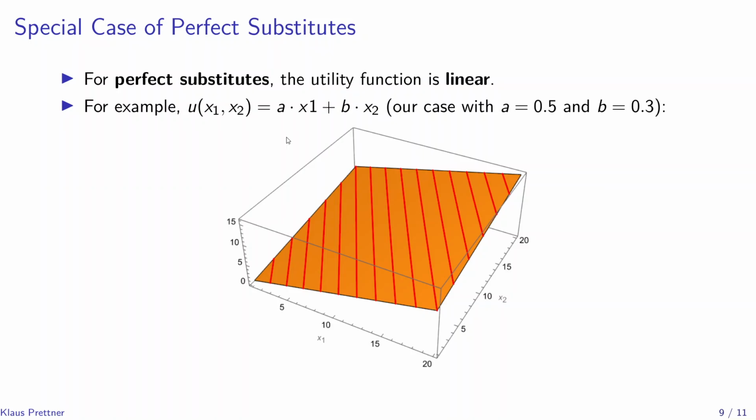Up to now, we have looked at the utility functions of standard goods with a certain degree of substitutability, but not perfect substitutes and also not perfect complements. And for the sake of completeness, we now illustrate here the case of perfect substitutes. In this case, the utility function would be linear. So it's not concave anymore. Instead, it increases linearly. The slope does not change when you have more consumption of one of the two goods.